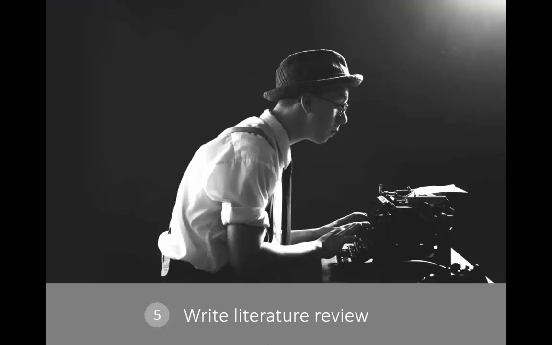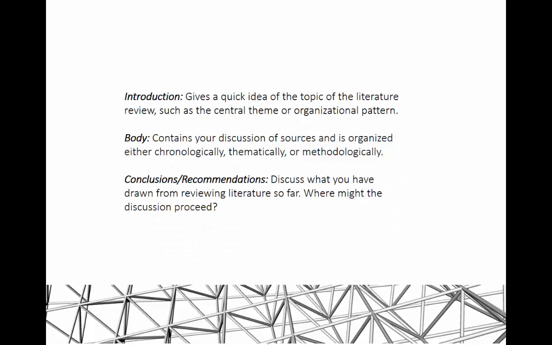Okay, so the fifth point that I have here is that you actually write it up. When you write a literature review, there are essentially three parts. The first one is an introduction, which gives a quick idea of the topic of the literature review, such as the central theme or the organizational pattern. Then you have a body in your literature review. It's like a mini paper in itself, and there you have a discussion of the sources that you have, and you group them.